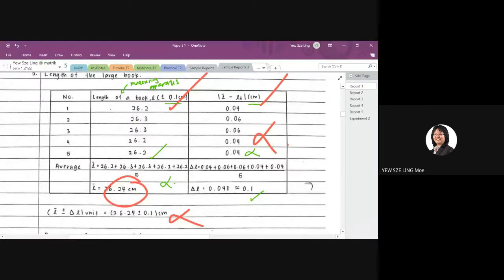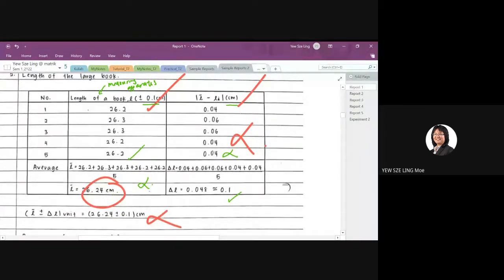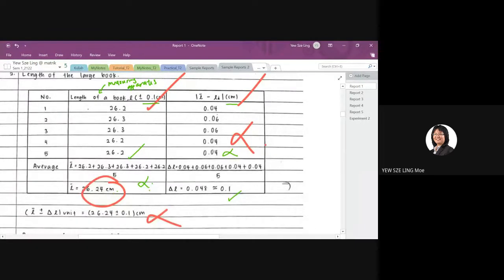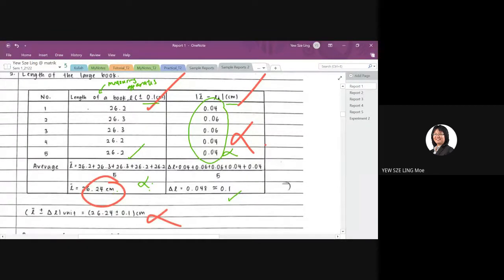Now, how am I going to mark it in your exam? Exam, one table is worth 2 marks. One mistake minus 1 mark. This one, average value, already 1 mistake. And then when it comes to L minus Li, this actually is considered as 5 mistakes. So altogether, there are 6 mistakes. So this table, 2 marks will be deducted again.